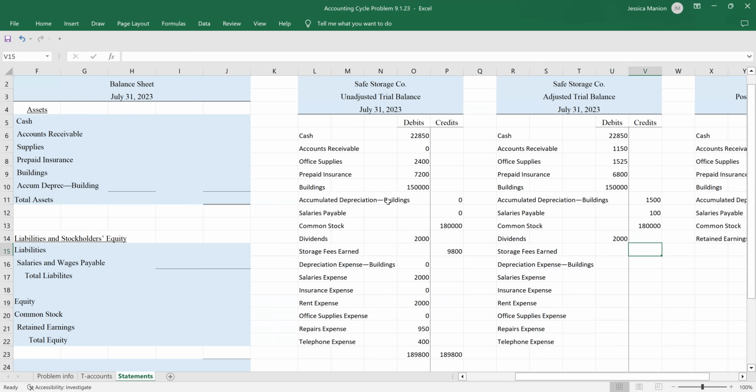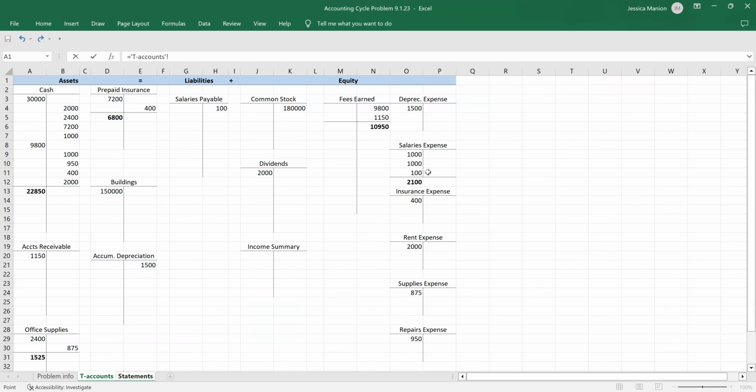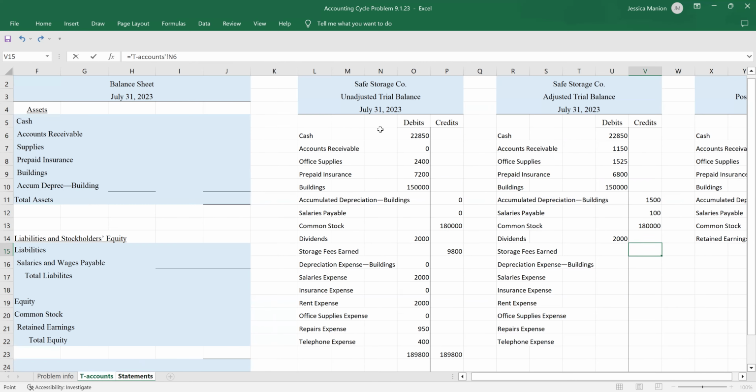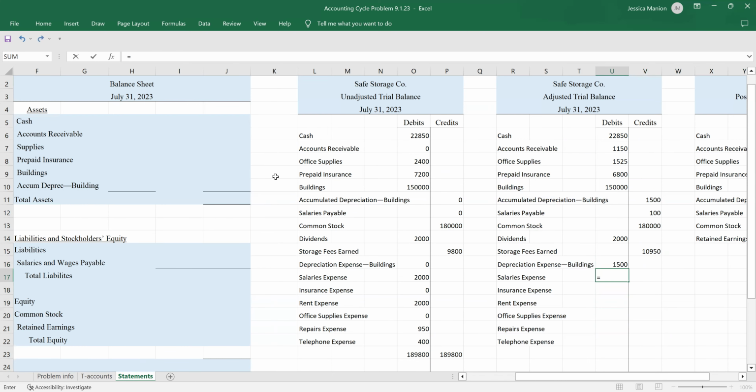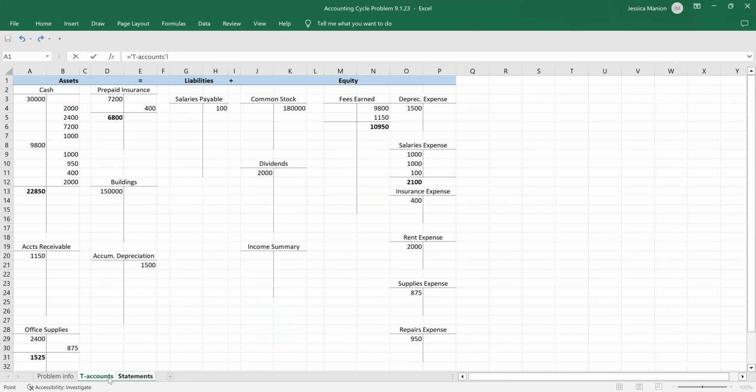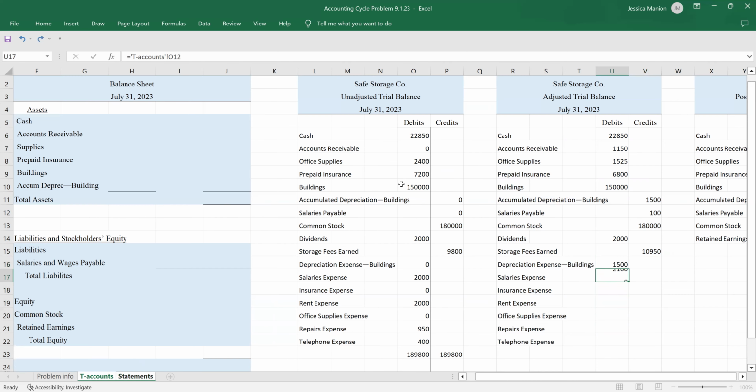Storage fees earned, this is our revenue account. Revenue has a normal credit balance. So we click back here, we got 10,950 now in revenue. And then all the rest of these are our expenses. And we know expenses have a normal debit balance. So we click back here, depreciation expense, all right, salaries expense. Just getting the information right from our T accounts.